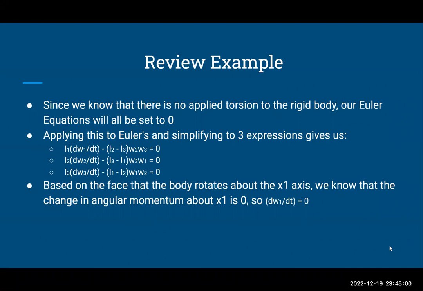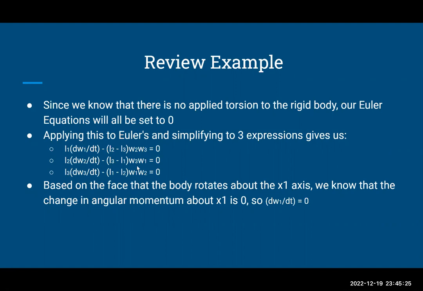So since we are told that there is no applied torsion to the rigid body, we know that our Euler equations will all be set to 0 on the left-hand side. Over here, I put them on the right-hand side, but earlier they were N, which represented the torsion. And so applying these to the Euler equations and simplifying the three expressions, we get these three expressions.